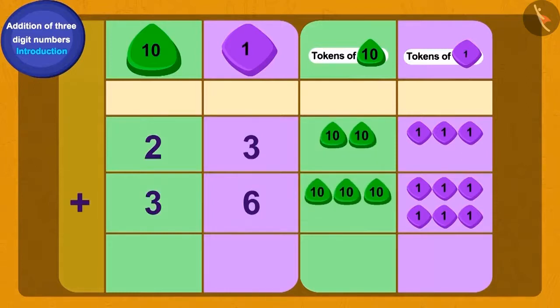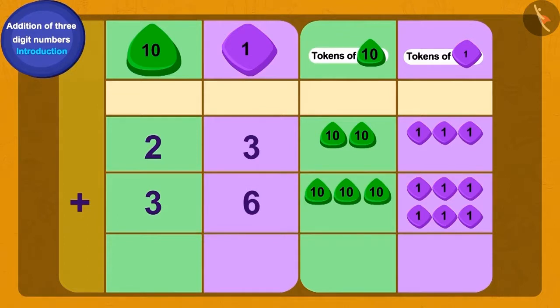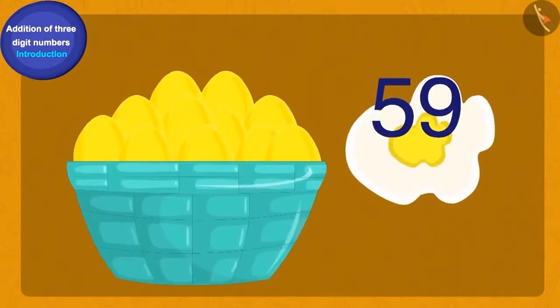36 to 23. Do you remember you learned in class 2 about how to write two-digit numbers using the method of tokens of tens and ones? We can write 23 and 36 using tokens like this. We will first add the ones tokens. Add 6 ones to 3 ones and we get how many ones? 9 ones. Now if we add 2 ten tokens and 3 ten tokens, how many do we get? Perfect! 5 ten tokens. Thus, Babban had a total of 59 gold eggs.